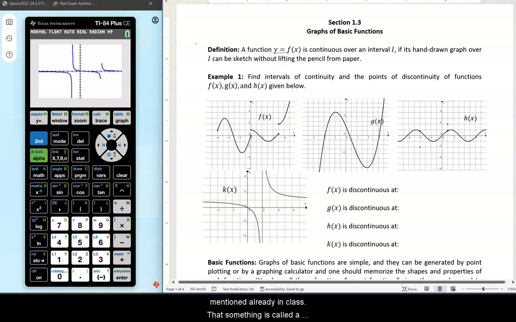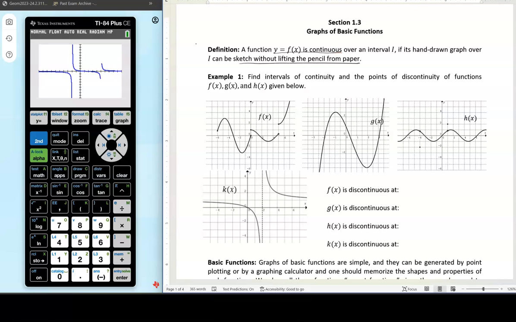in class. It's something called a continuous function. A function is continuous on an interval if it can be sketched without lifting the pencil from the paper.